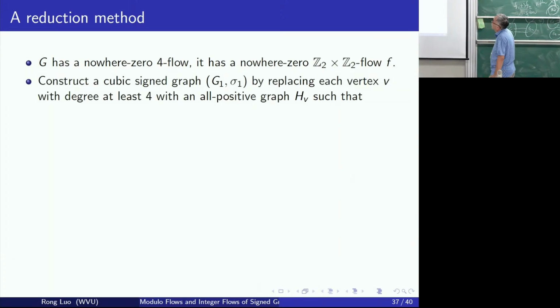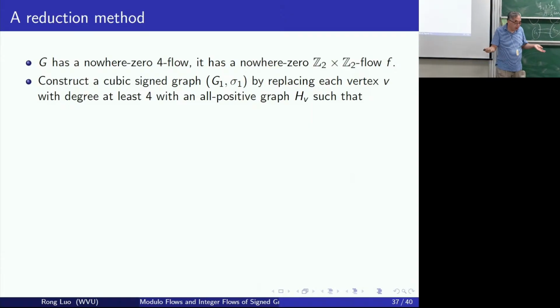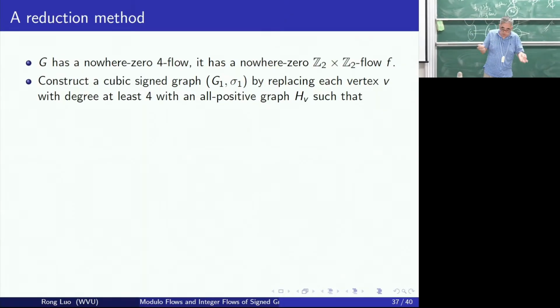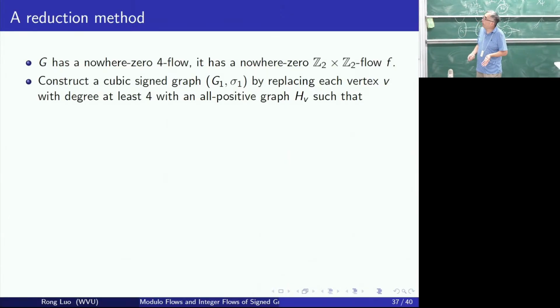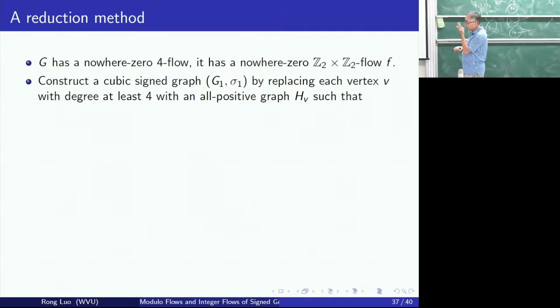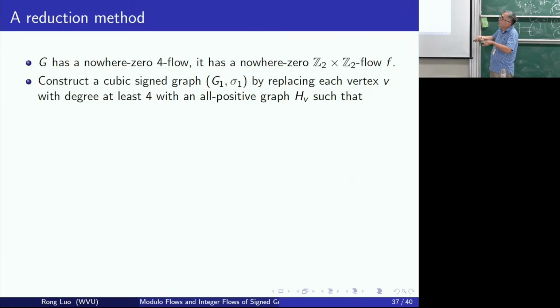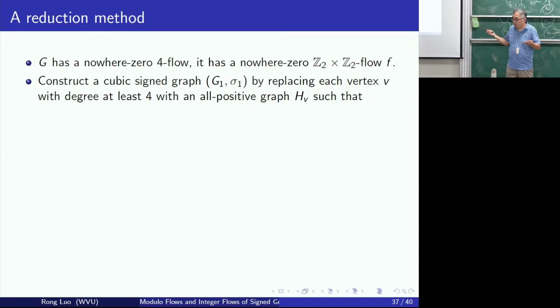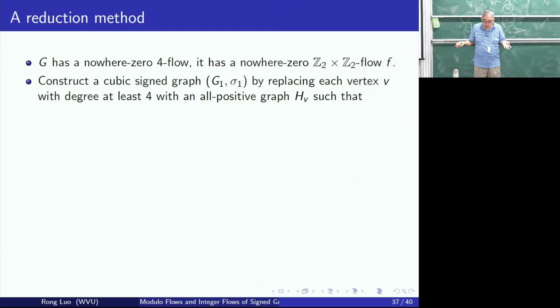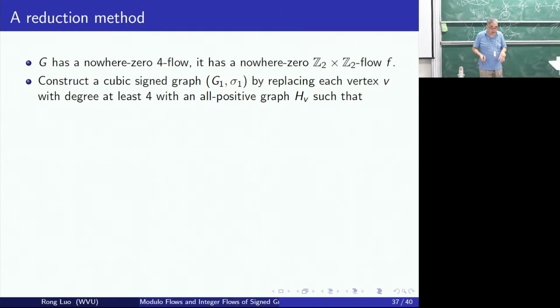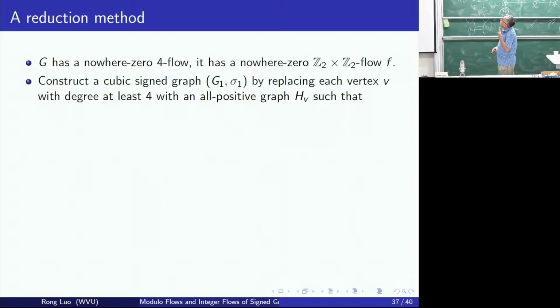So there's one reduction here. If the graph has a nowhere-zero 4-flow, by Tutte's theorem, it has a nowhere-zero Z2 by Z2 flow. The non-zero elements in Z2 by Z2 are (1,0), (0,1), and (1,1). So basically it's kind of like a 3-coloring, right? You can color the graph with 3 colors. And for a non-cubic graph, each color class is not a perfect matching, and it's called a parity subgraph.